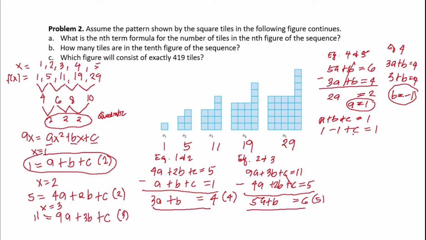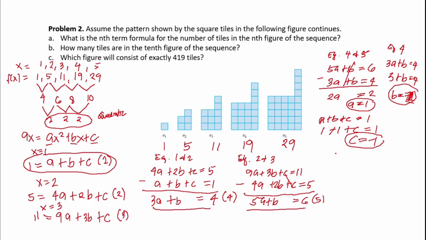Okay, so what is the value for B? B is equal to 4 minus 3, that is positive 1. Since this is positive 1, therefore plus 1. So 1 plus 1 is 2. So for C, 1 minus 2 is equal to negative 1. So now we have the values for A, B, and C.